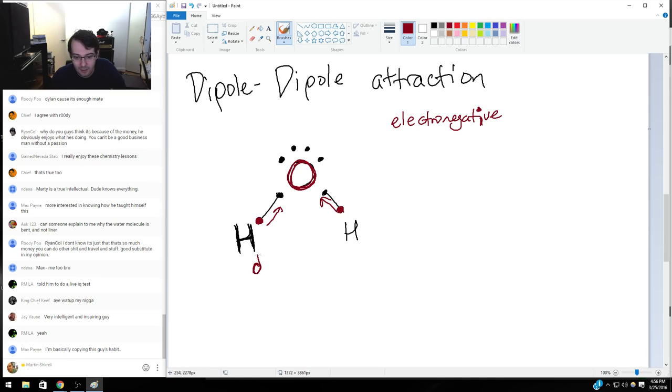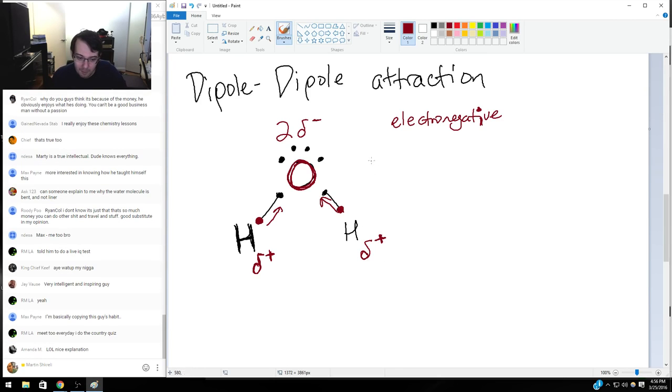So without these electrons, the hydrogen just has this lonely proton left, and it's kind of got this partial positive charge. While the oxygen, it's got 2 nice new electrons that are kind of sliding towards it. So it's got 2 new negative charges. And we learned all about this already. But the point is that these are now dipoles.